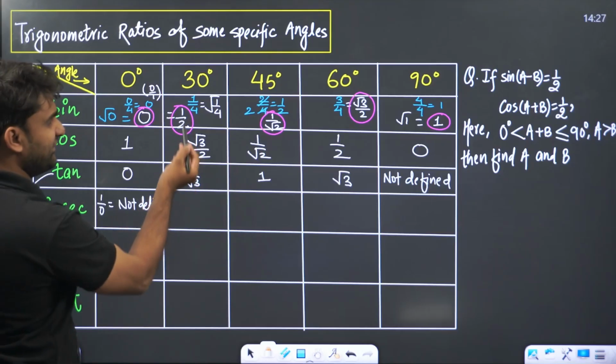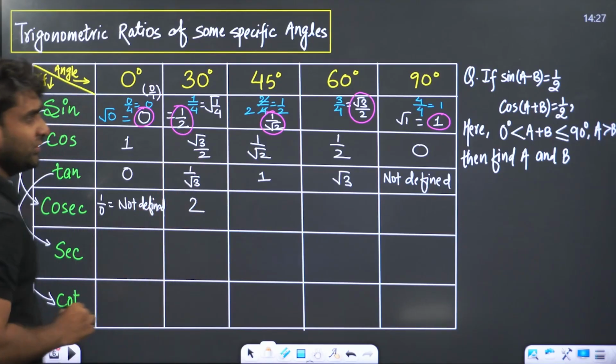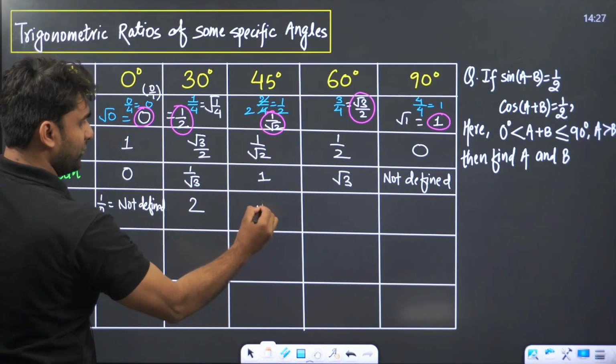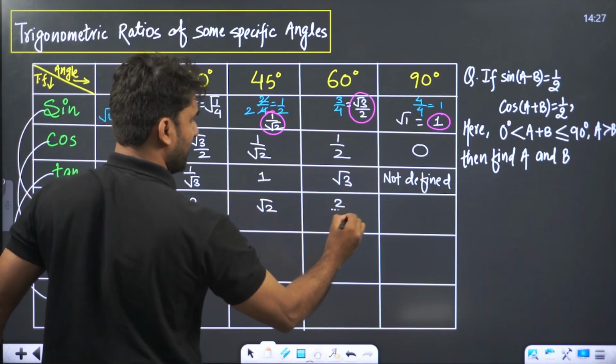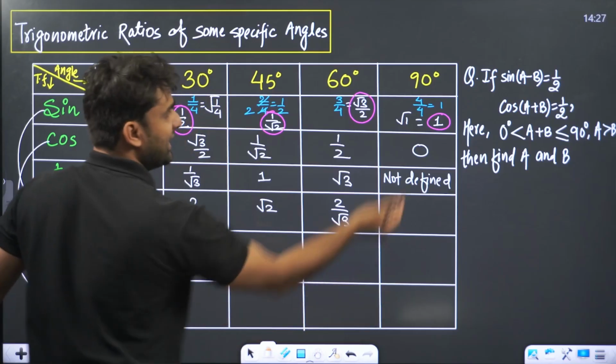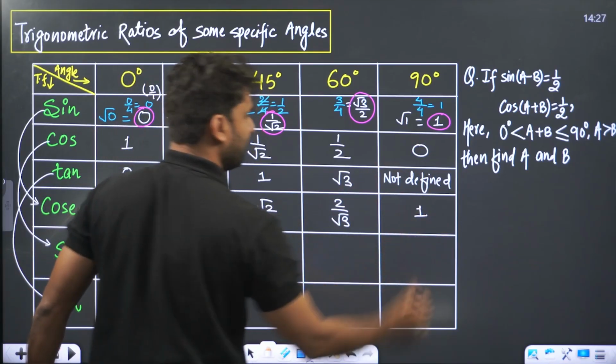Now this is 1 by 2. So 2 by 1 will be 2. This is 1 by root 2. So this will be root 2 by 1. This is root 2. This is root 3 by 2. So this will be 2 by root 3. Clear? And we have 1. The reciprocal of 1 will be 1.